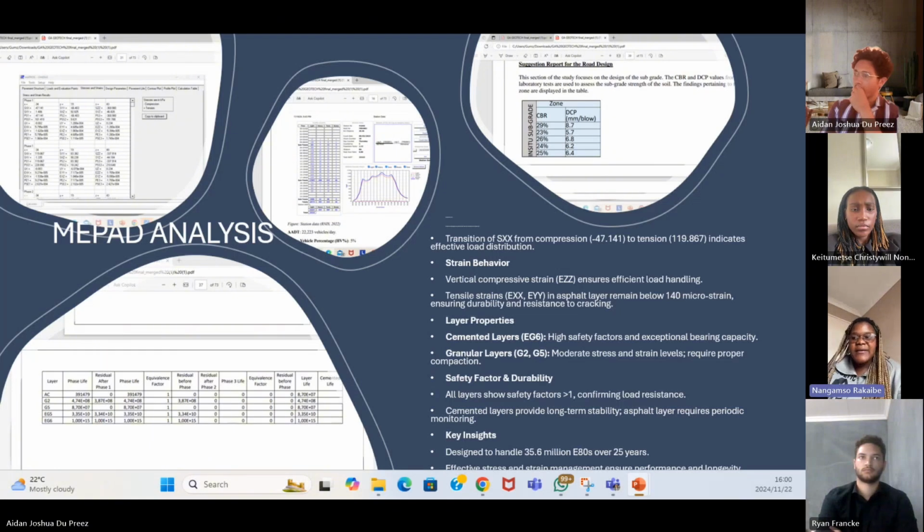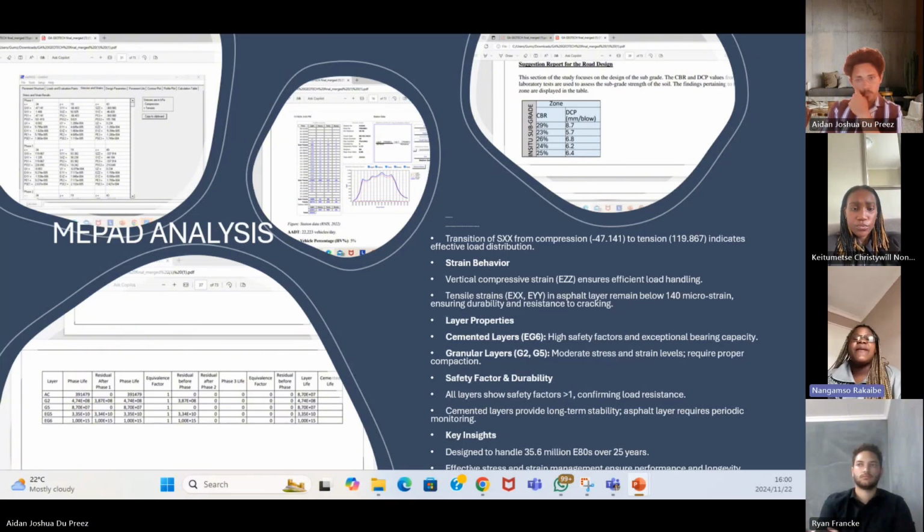The MEPAD analysis also assessed the pavement's resistance to fatigue and deformation over the 25-year period. The analysis indicated that the asphalt layer is durable and capable of handling expected traffic volumes, which is the E80s, without exceeding critical strain thresholds. However, periodic monitoring and maintenance will be required to ensure the surface layer does not degrade prematurely, especially under heavy traffic or adverse weather conditions.